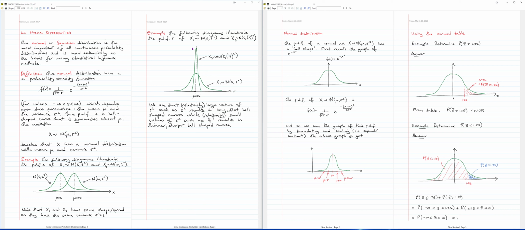Okay, so in this example we have two random variables, both normally distributed. In this case, the mean is 5 for this one and 5 for this one, so they have the same mean. So x1 has mean 5, so this is your x1 over here, centered about 5. The x3 over here also has mean 5, it's centered about 5.